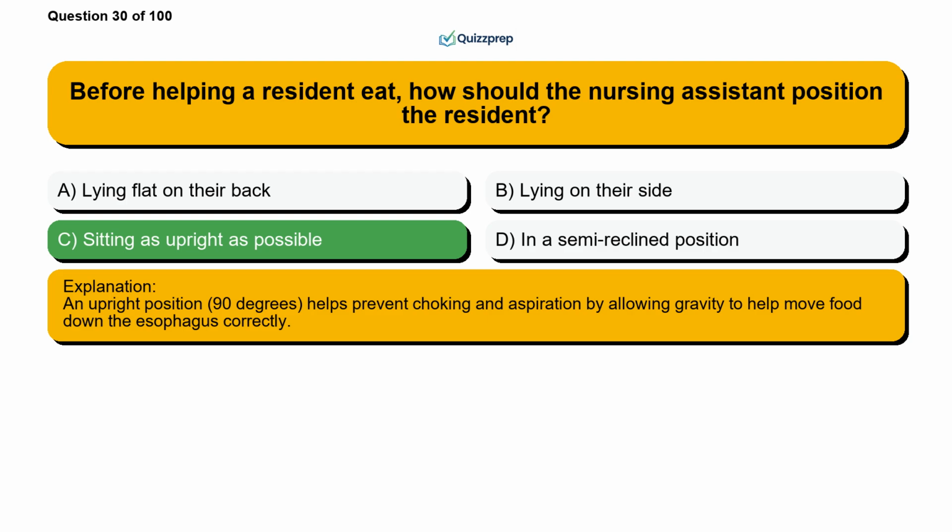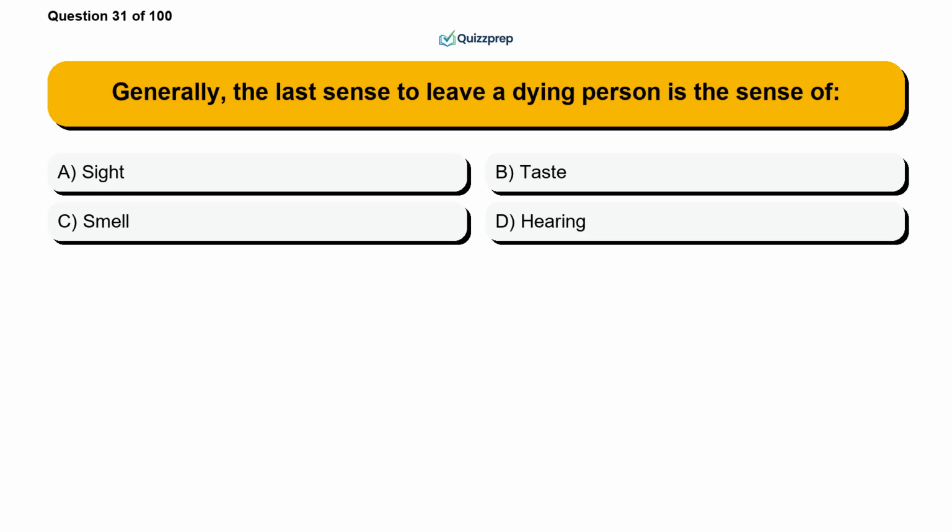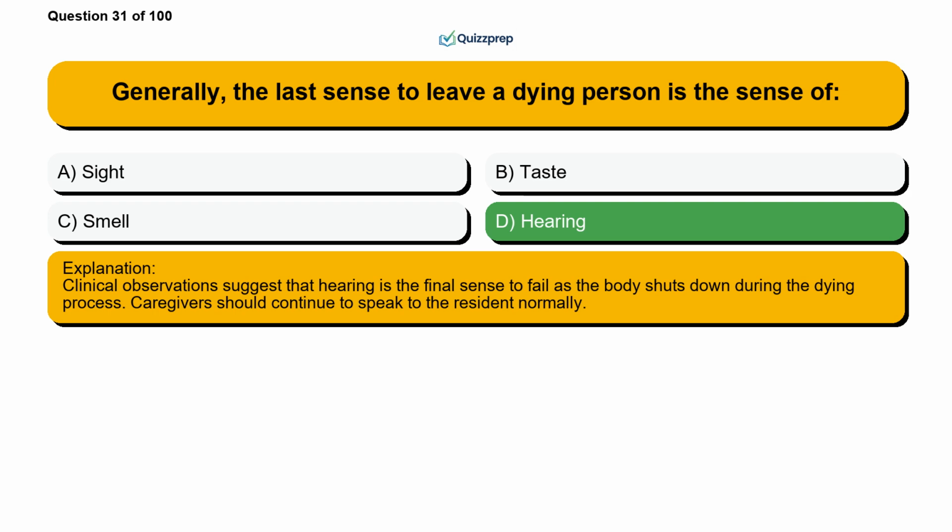Question 31. Generally, the last sense to leave a dying person is the sense of: Option A, sight. Option B, taste. Option C, smell. Option D, hearing. The correct answer is option D, hearing. Clinical observations suggest that hearing is the final sense to fail as the body shuts down during the dying process. Caregivers should continue to speak to the resident normally.